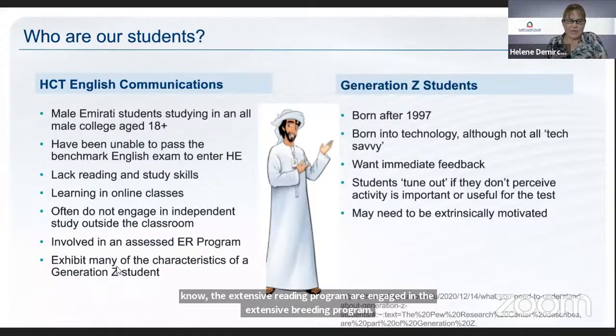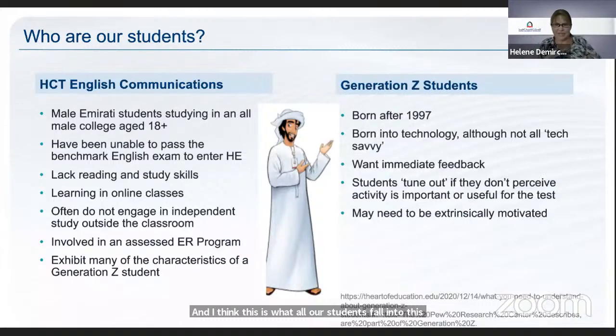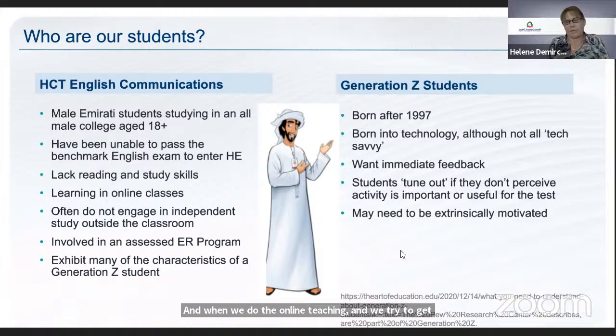So we can also describe the students as exhibiting many of the Generation Z characteristics, and I think this is what all our students fall into this category. Also, to be a Generation Z student, they should have been born after 1997. That's not me. And they're born into technology, as they say, the digital natives, although we should remember that they're not all tech savvy. When we do the online teaching and we try to get them involved in these activities, a lot of them are not really sure what they're doing, and how to prepare PowerPoints and things like that. So their soft skills or the digital skills are not as extensive as we sometimes believe they are.